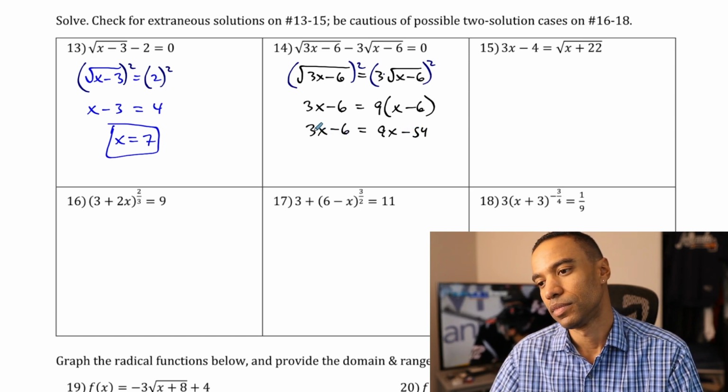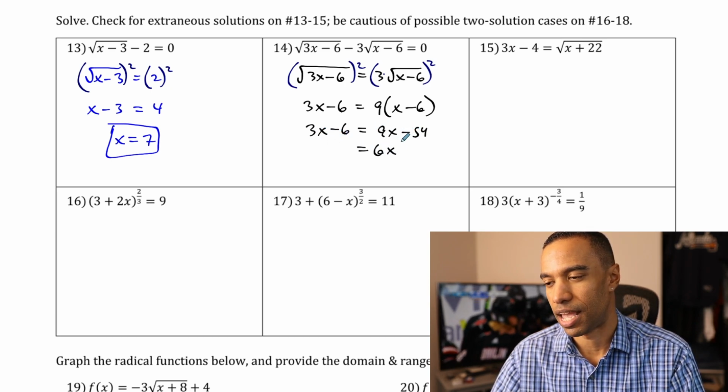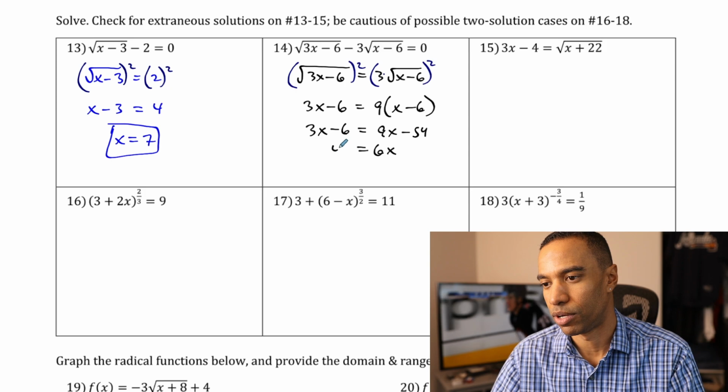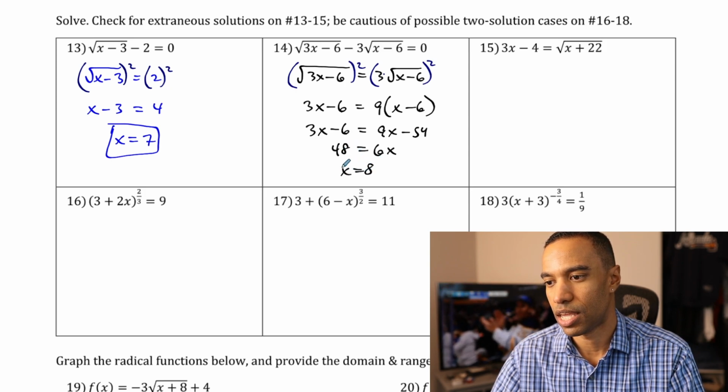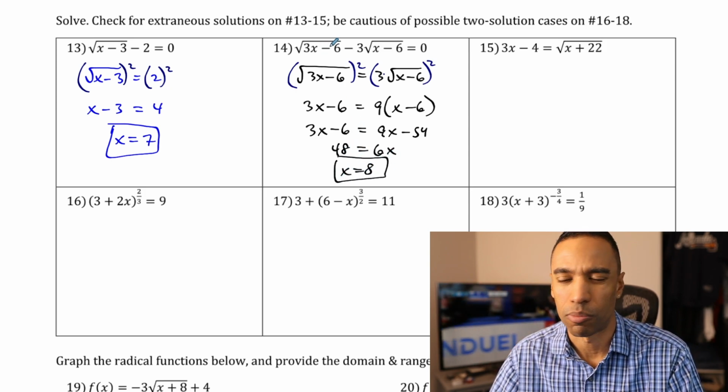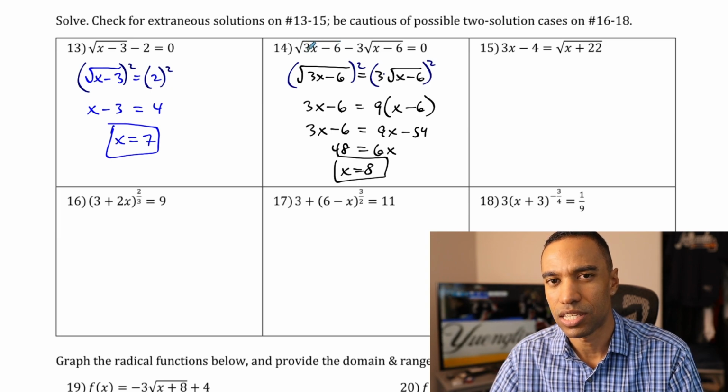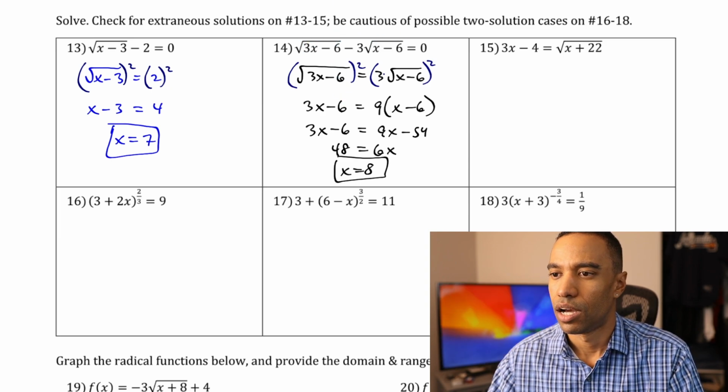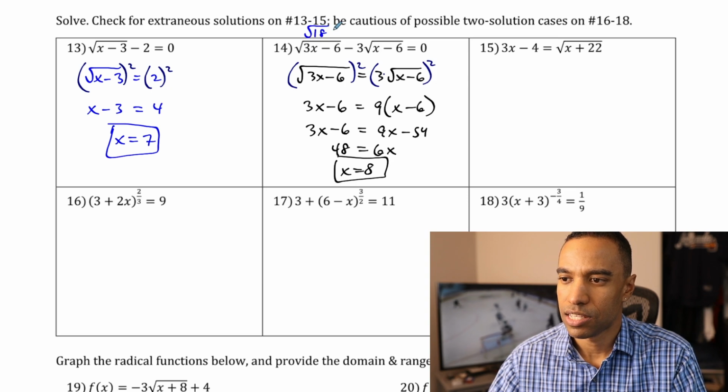I'm going to subtract 3x, and add 54. Was that 48? So we get x equals 8. Let's double check that. I don't trust my own math there. 24 minus 6 is 18. Square root of 18. Hold on. That becomes square root of 18 here.